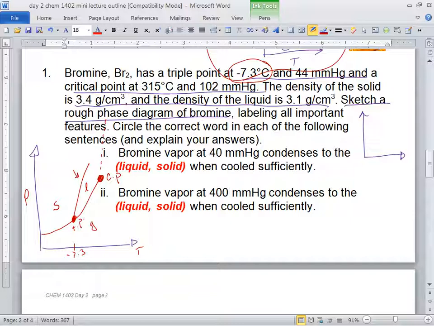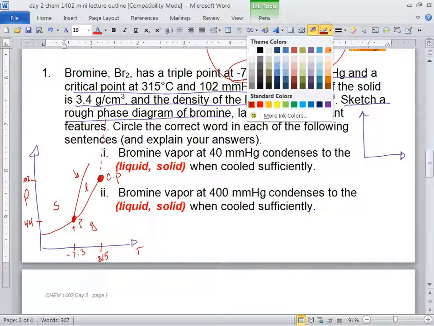And critical point, they said, was, oh, I didn't do the pressure. Where is it? Oh, a triple point, negative 7.3 and 44. So this is supposed to be 44. And the critical point was 315. So this guy is 315. And that pressure's got to be around 102. Okay, so now we can figure out where we're at on this plot here.